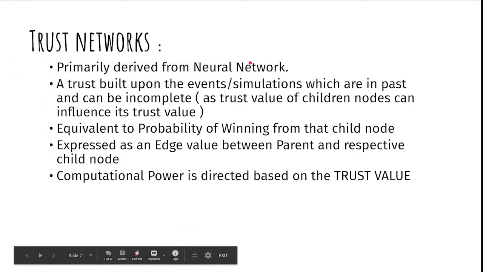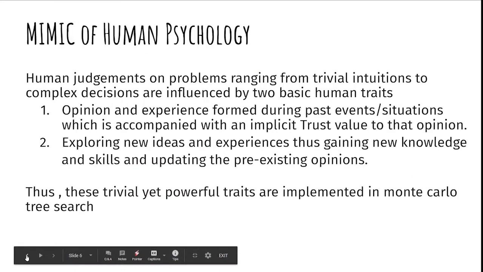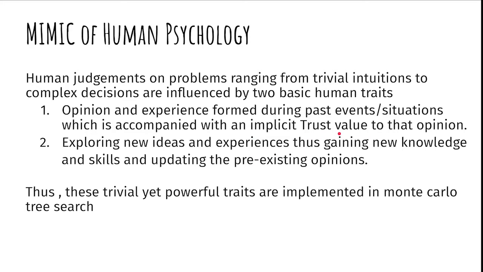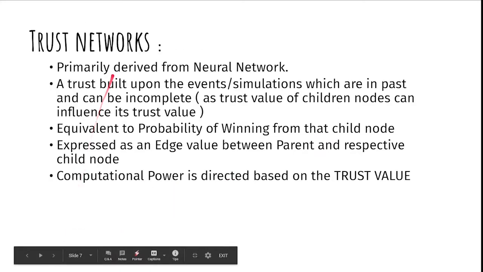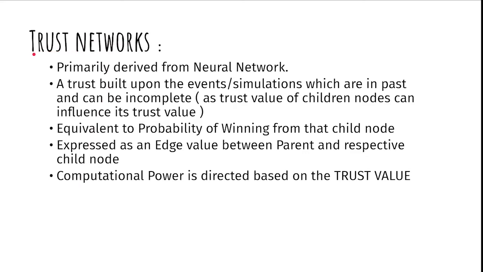Trust networks. As we said in the previous slide, there is an implicit trust value. We don't weigh every experience in a similar way. We weigh a similar experience more than the other experience. Similarly, we want to do that in artificial intelligence. So we coined a term called trust network. This is derived from a neural network, which is quite normal in machine learning.